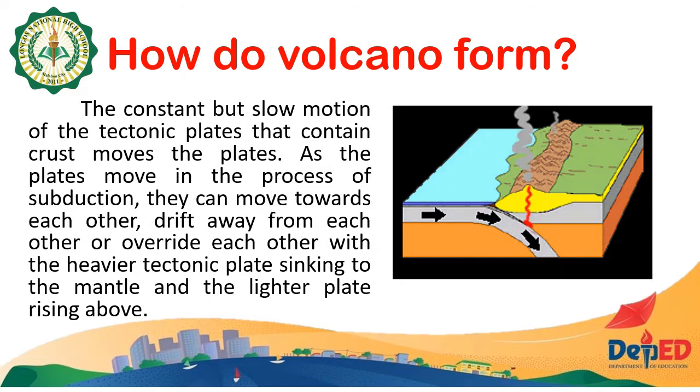But how do volcanoes form? The constant but slow motion of the tectonic plates that contain crust moves the plates. As the plates move in the process of subduction, they can move towards each other, drift away from each other, or override each other, with the heavier tectonic plate sinking to the mantle and the lighter plate rising above.